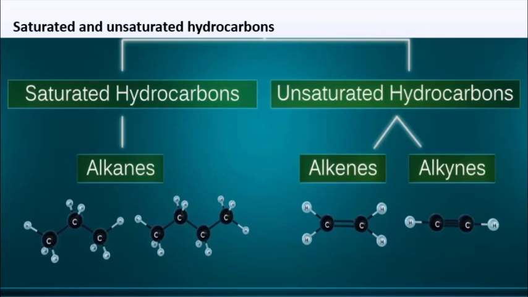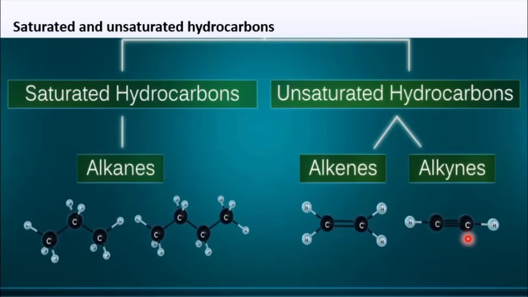So now we know what hydrocarbons are. That means they have hydrogen and carbon which are attached by a covalent bond. Now there are two types of hydrocarbons: one is saturated hydrocarbon and the other is unsaturated hydrocarbon. Here, if you see the example of saturated hydrocarbon, there is only a single bond between two carbon atoms. But in the unsaturated hydrocarbon, you will see that there is a double bond and a triple bond.